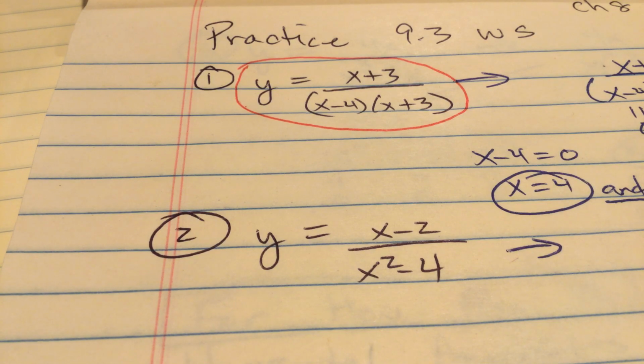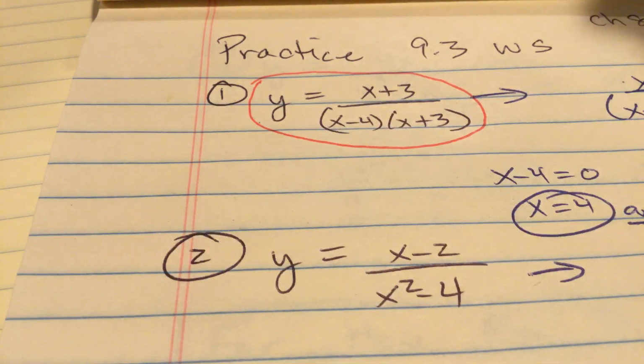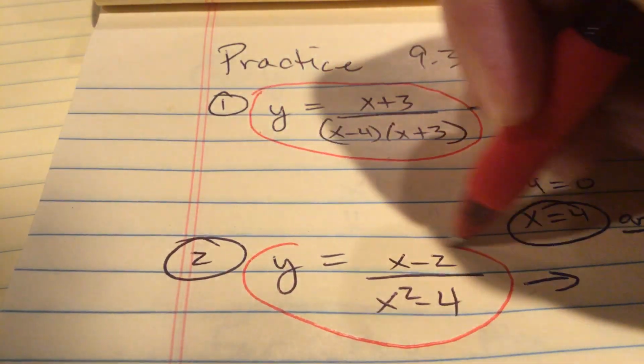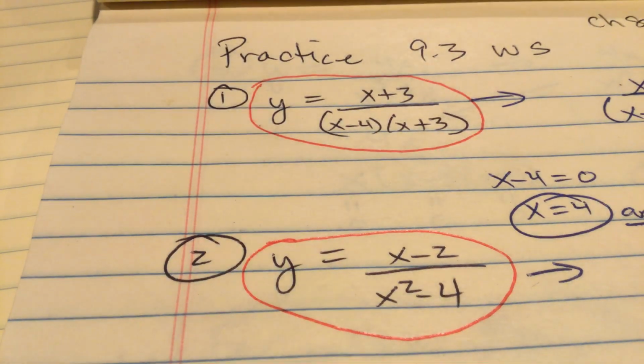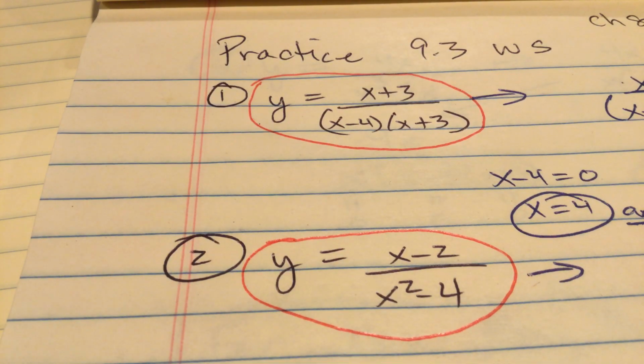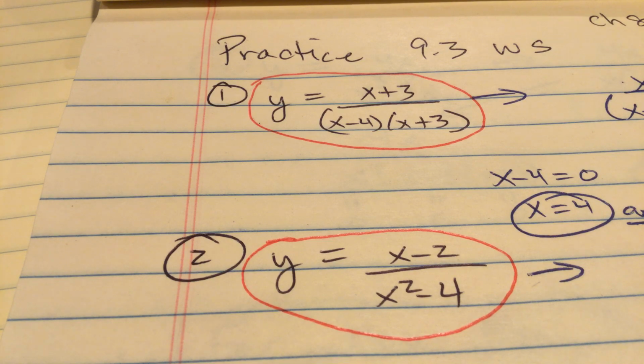So number 2 is this. Again, that same instruction at the top of that page: find any discontinuous points. That's the function. Write that down. Pause it if you have to. y equals (x minus 2) over (x squared minus 4).